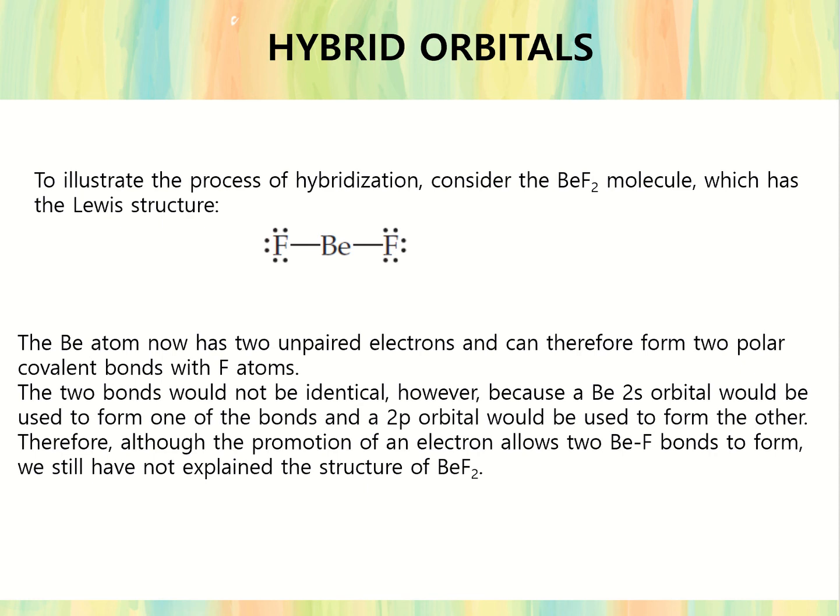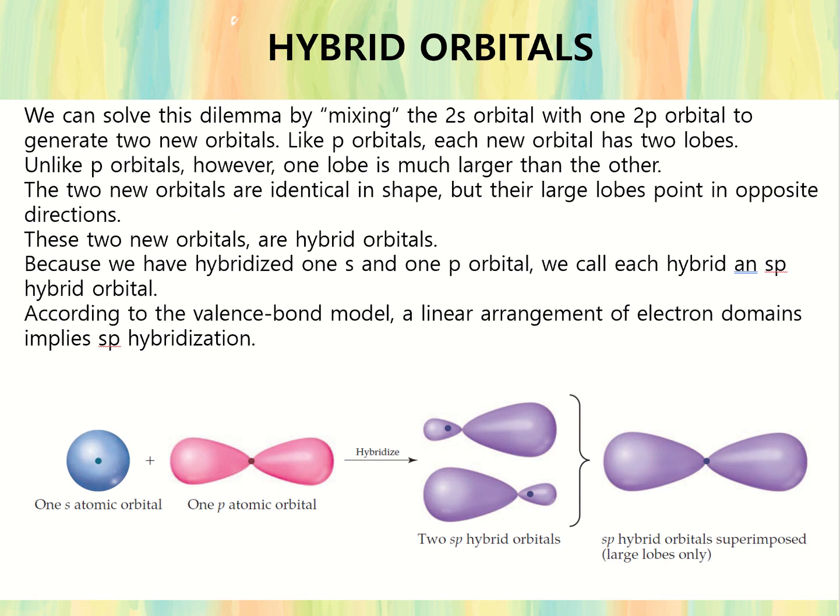Therefore, although the promotion of an electron allows for 2 BeF, or beryllium fluoride, bonds to form, we still have not explained the structure, because the structure has 2 equivalent or identical bonds. So this is how the hybrid orbitals come in.